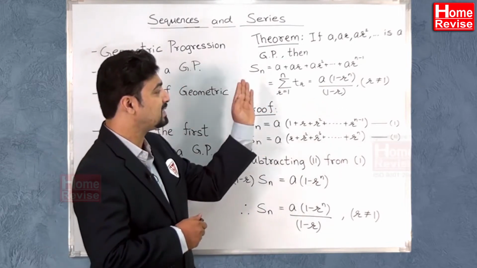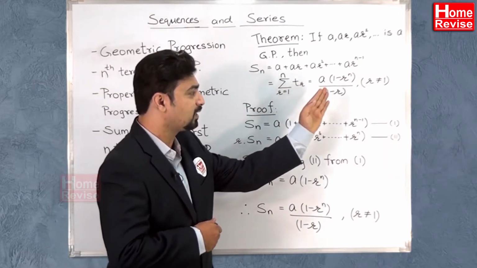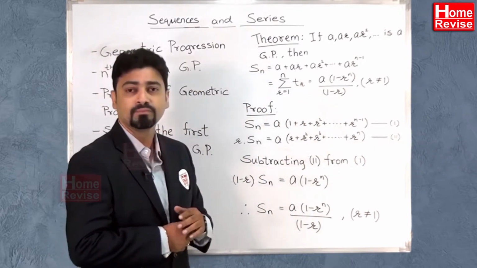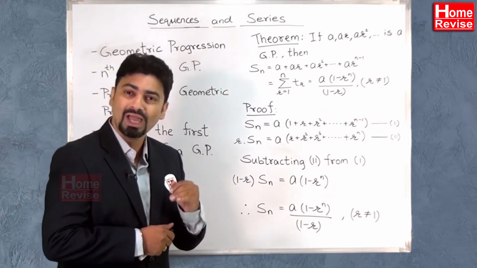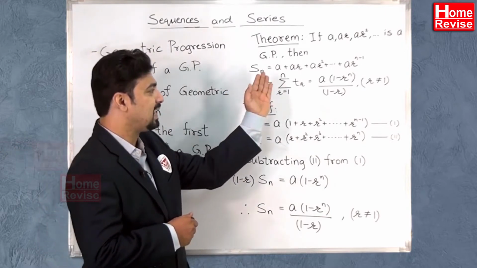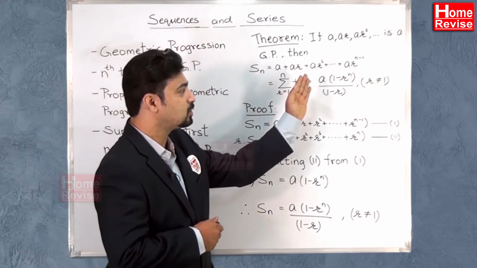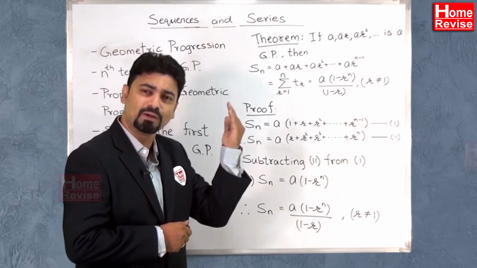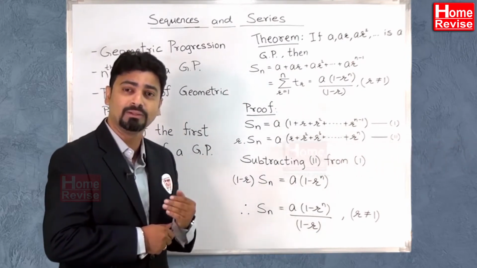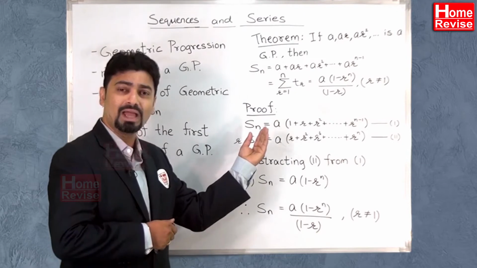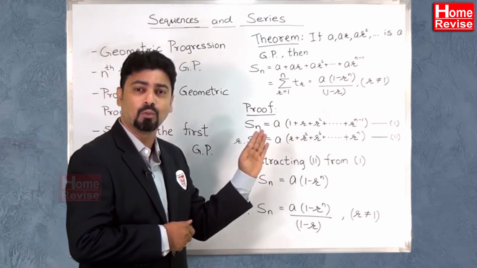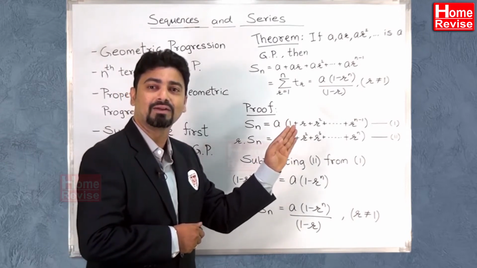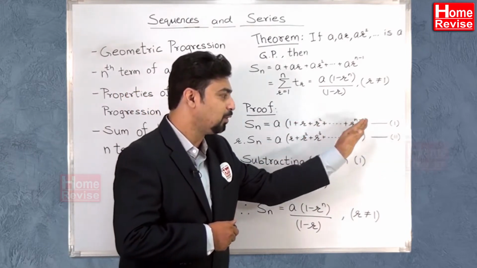So we have to prove that Sn is equal to a into 1 minus r raised to n whole upon 1 minus r for the condition r not equal to 1. So let us start our proof. We have been given that Sn is a plus ar plus ar square plus so on till ar raised to n minus 1. What can we take common from this? We can take a as common. So we have written Sn is equal to a, taken common, in the bracket 1 plus r plus r square plus dot dot dot till r raised to n minus 1. This is our equation number 1.